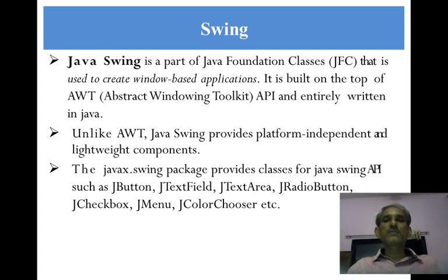Swing is a part of Java Foundation Classes that is used to create window-based applications. It is built on top of the Abstract Window Toolkit API and entirely written in Java. So Swing is purely written in Java. Unlike AWT, Java Swing provides platform-independent and lightweight components. So Swing has platform independence, whereas AWT does not have platform independence.